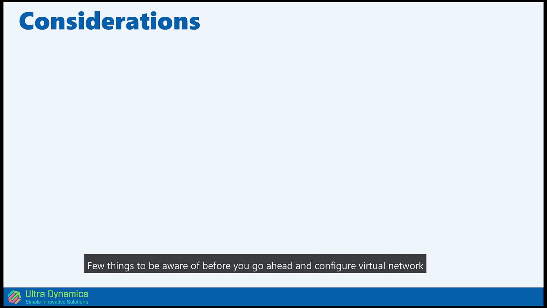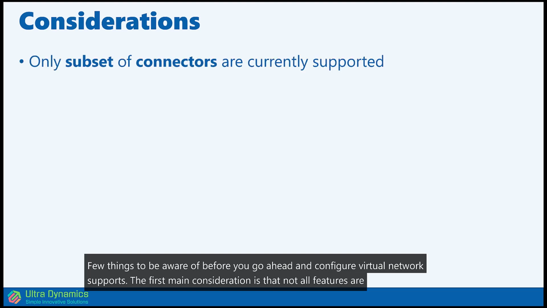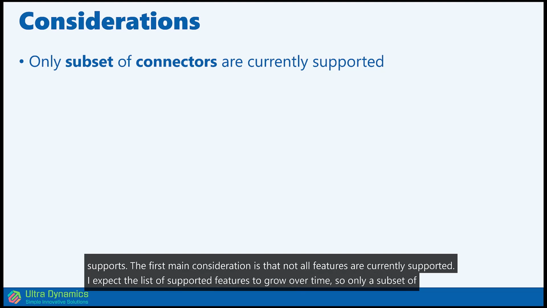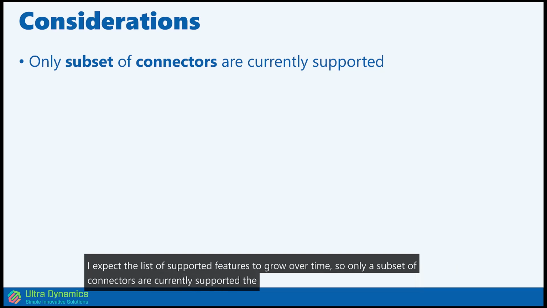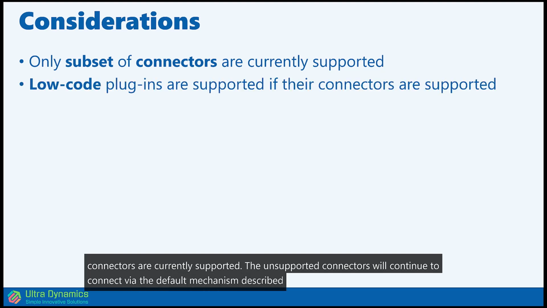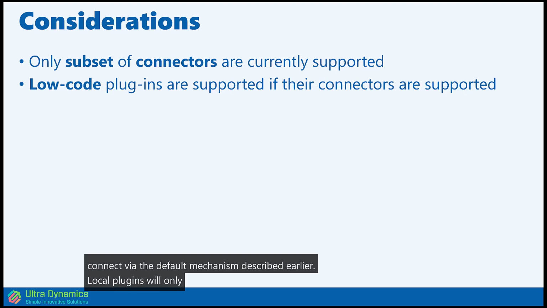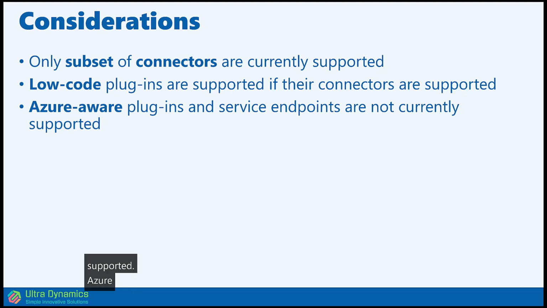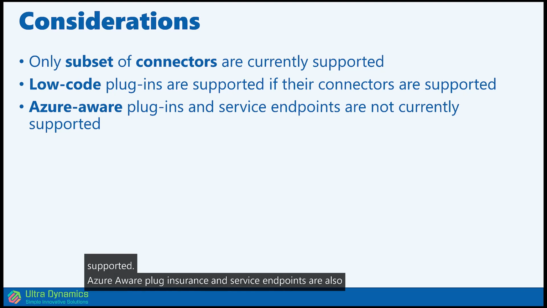Here are a few things to be aware of before you go ahead and configure virtual network support. The first main consideration is that not all features are currently supported. I expect the list of supported features to grow over time, so only a subset of connectors are currently supported. The unsupported connectors will continue to connect via the default mechanism described earlier. Low-code plugins will only be supported if the connectors used within these are supported. Azure-aware plugins and service endpoints are also currently not supported.